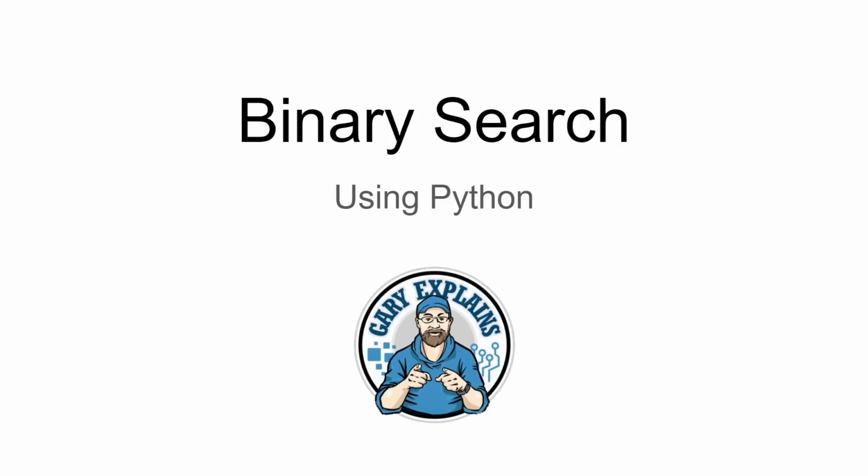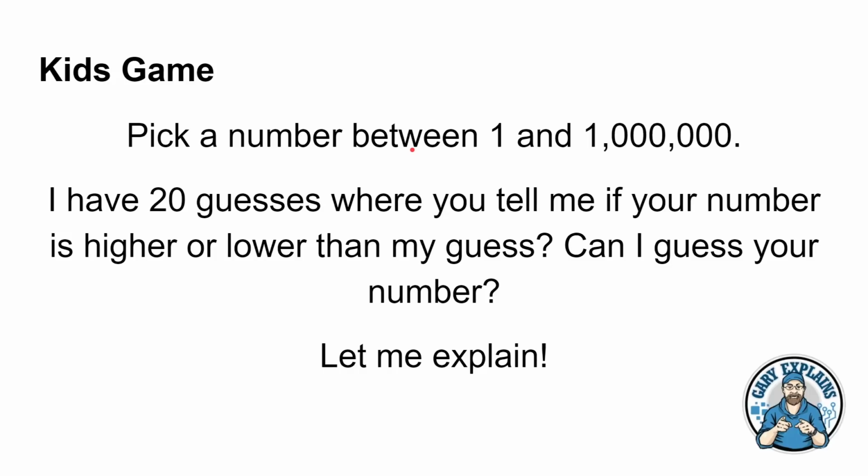Today we're going to be looking at binary search. Now let's just start with a kid's game. Let's say I said to you, pick a number between 1 and a million. Any number between 1 and a million, and I've got 20 guesses to find your number. And all I ask is that when I guess a number, you tell me whether your number is higher or lower. Do you think I could guess a number, 1 in a million, in 20 guesses? What do you think? Well, let me explain.